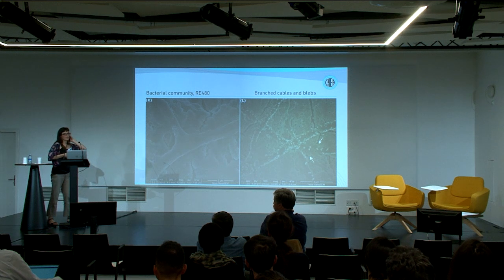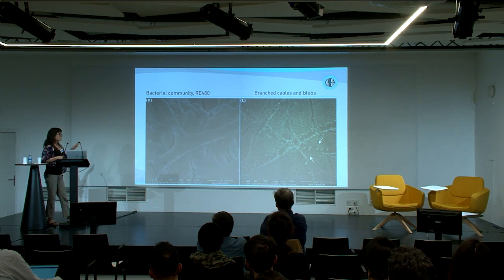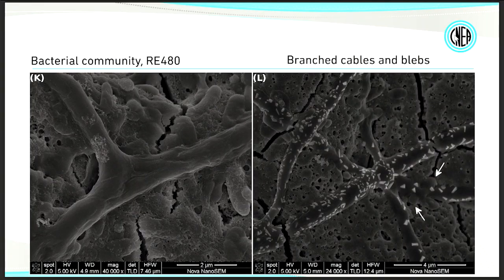We've observed different characteristics of these cables. I will show you some of them. They were not linear. They had branches, as you see in these 2 pictures, and we also observed some structures that we call blebs that might be the start of new branches of these cables.